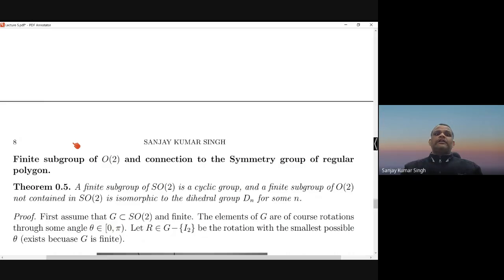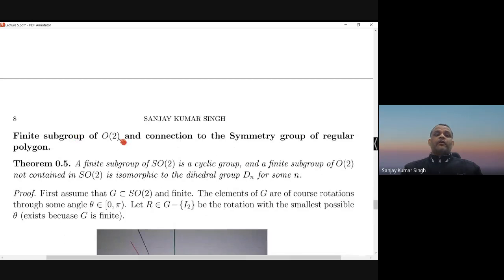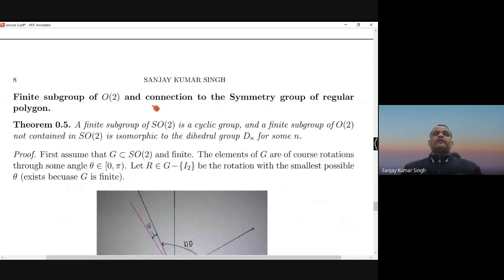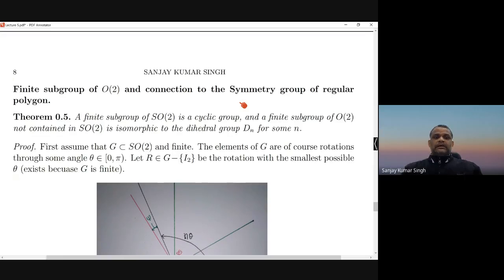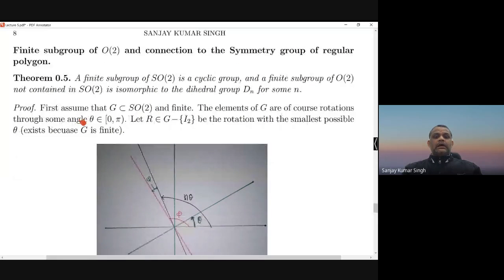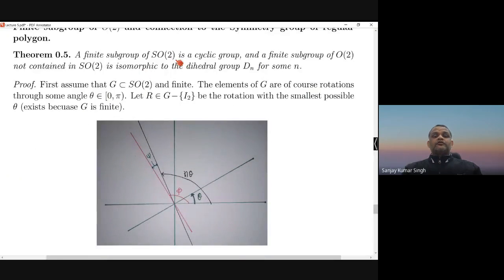So now I will discuss the finite subgroups of O2. After that I will connect them to how they are related to the symmetry group of a regular polygon. So, theorem: a finite subgroup of SO2 is a cyclic group, and a finite subgroup of O2 which is not contained in SO2 is isomorphic to the dihedral group Dn for some n.